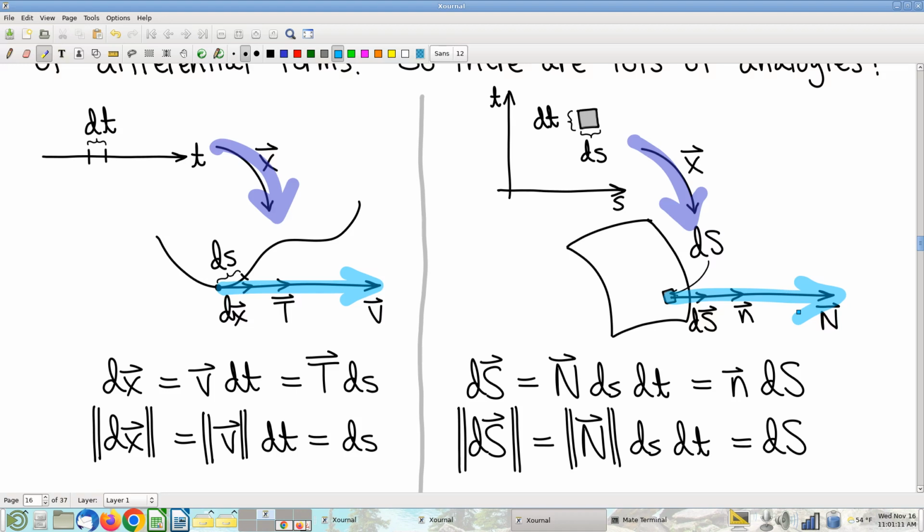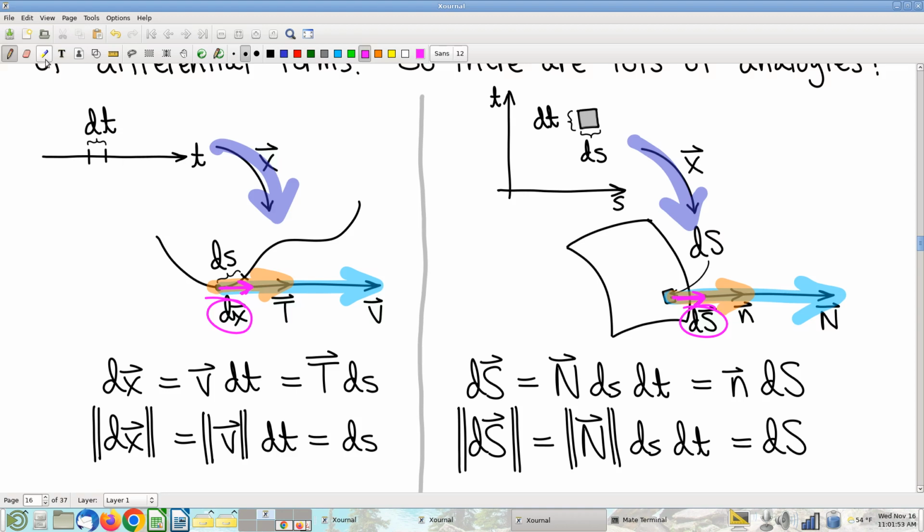Okay, in both cases, we talk about a unit vector pointing in the direction of that derivative, and these unit vectors define what we call the orientation. That's not a coincidence. In both cases, we talk about a vector, the dx vector on the left, the ds vector on the right. These are vectors that point in that same direction and whose magnitudes give you the size.